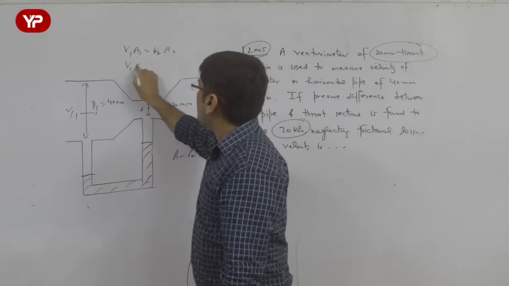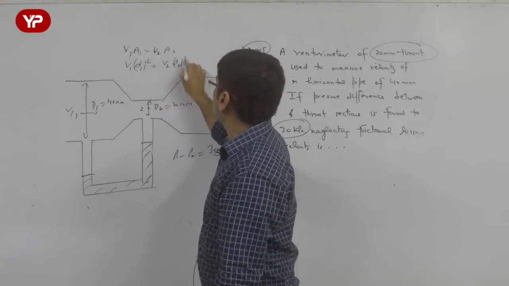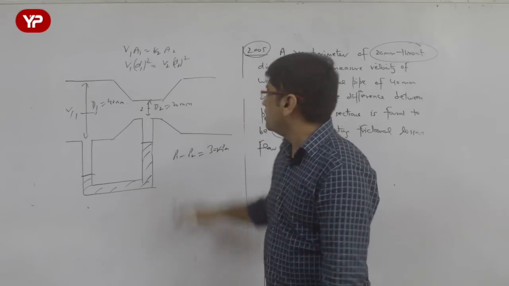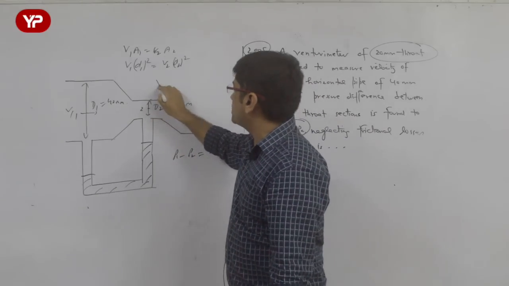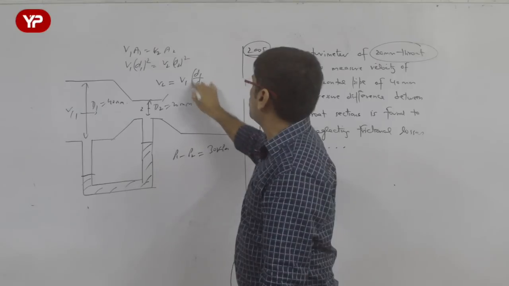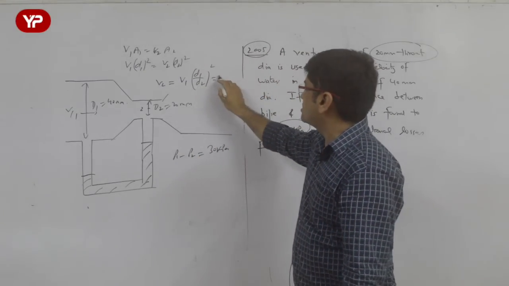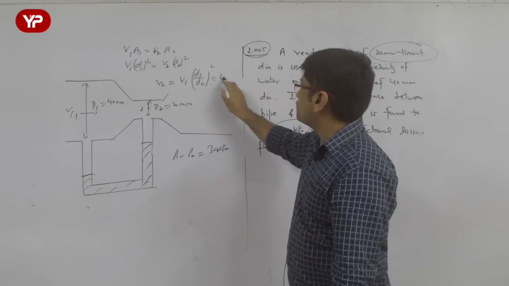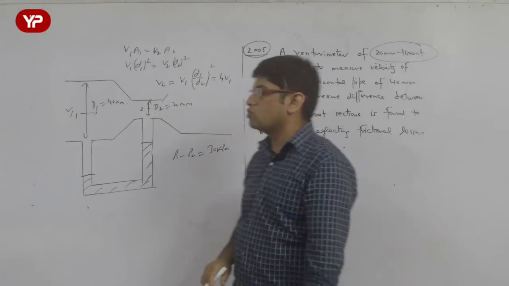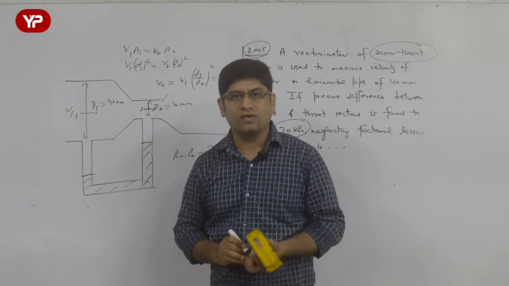Now area can be written as a square of diameter, so V2 into D2 square. That is how it can be calculated. Now let us say how do we express V2 in terms of V1. V2 is V1 into (D1 by D2) whole square. Now D1 is 40, D2 is 20, so that means it is 2 squared, that means 4 V1. V2 is equal to 4 times V1. What is V2? Velocity of flow in the throat. That is what we have calculated.